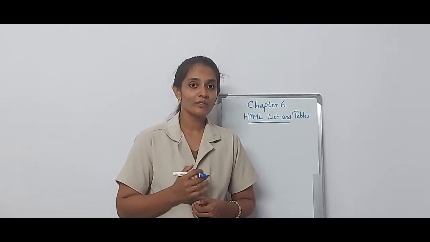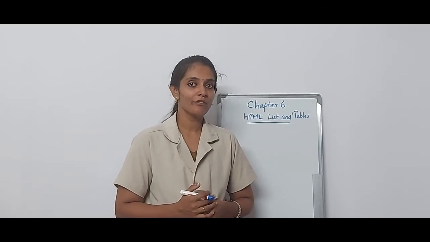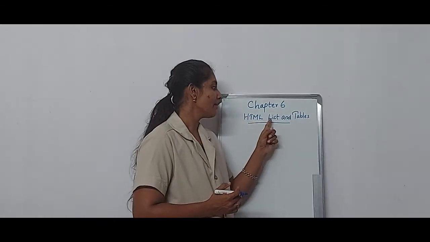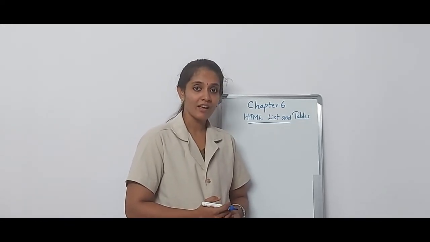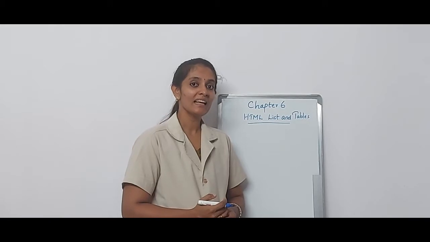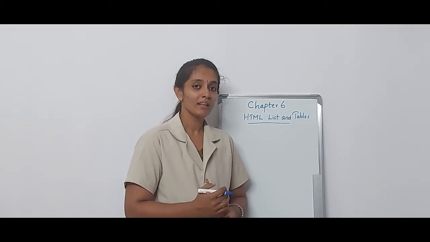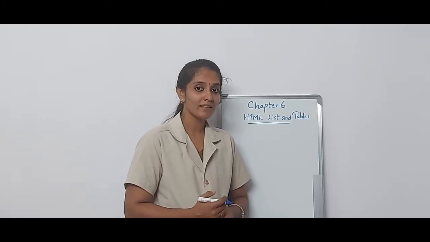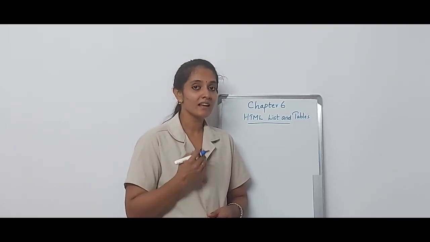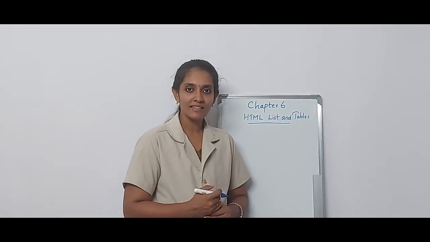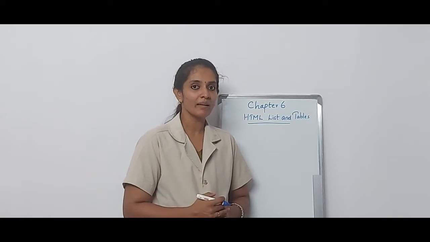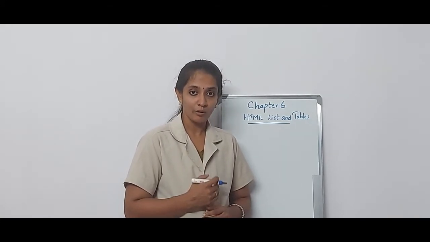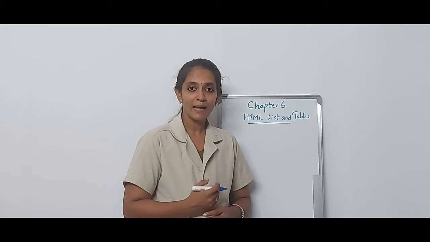Today we are going to study the continuation of chapter 6, HTML lists and tables. In the last two classes we have learned about lists. What are lists? A list is a collection of related items that represent information, and lists are classified into three types: ordered list, unordered list and definition list. So the next topic is tables. We are going to discuss tables.